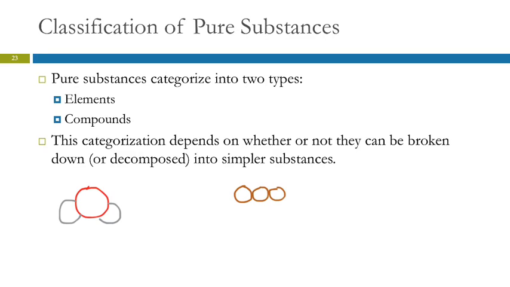So copper metal is just a bunch of copper atoms next to each other. Oops, they're supposed to all be the same size. If I cut this in half, is it a simpler substance? No, it's still just copper atoms. So this is an element. It's only one kind of atom. This is a compound. There's more than one kind of atom. If I separate the different types of atoms, then it becomes a simpler substance.